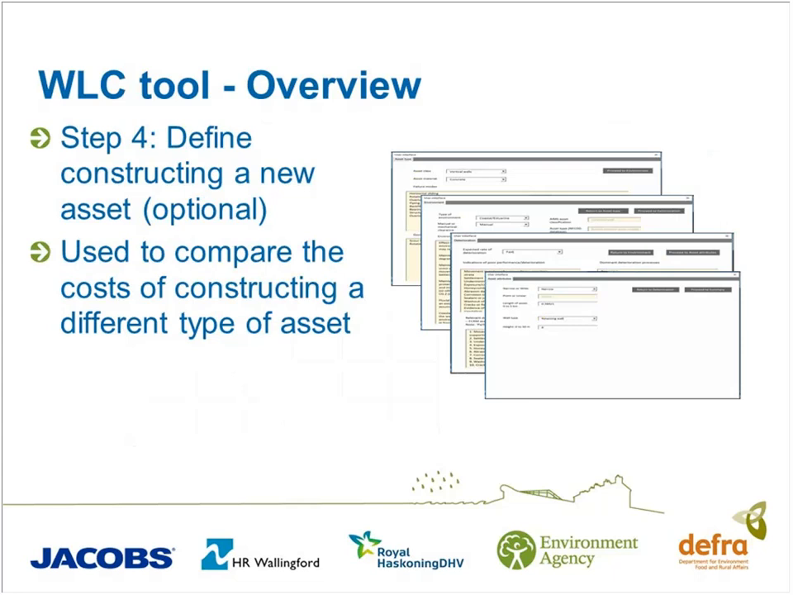You can also, as I said, define a new asset. That might be used where you want to compare the cost of constructing a different type of asset and maintaining that perhaps lower maintenance asset into the future compared to the one you've got now. Again, there's a set of screens that take you through that, which look a lot like the screens we used to define the asset originally. But that can be a different type of construction, and you can compare that to maintaining the asset you've got at the moment.